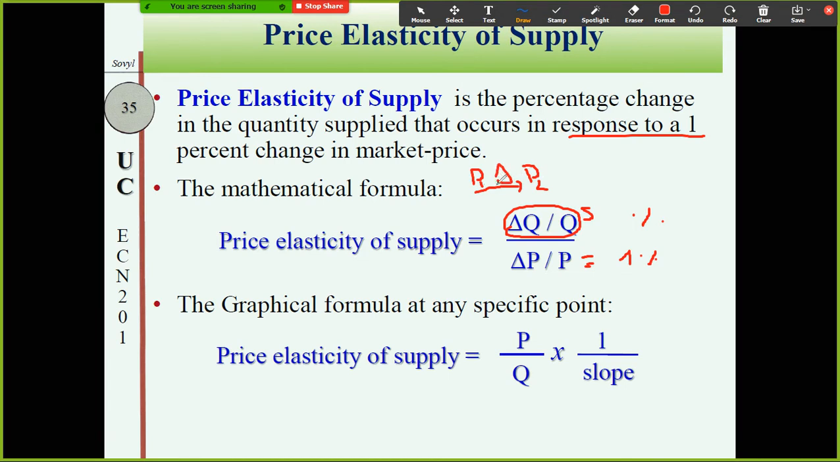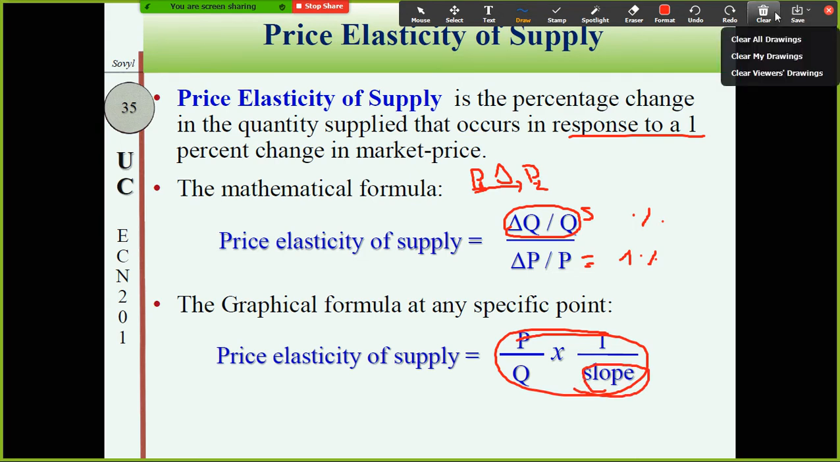Okay, we have a change here from price 1 to price 2. But on the graph, we don't have price 1 and price 2. We have only one point. That's why, in order to find price elasticity of supply at this point, we use this formula. And how to find the slope? Yes, we already did that in the previous video.